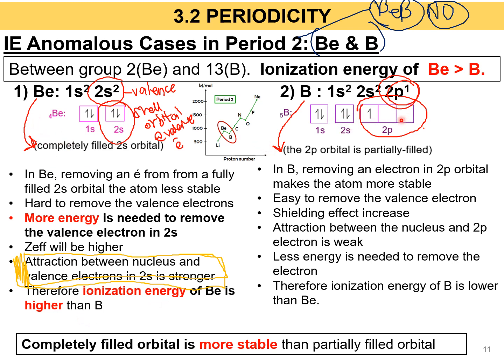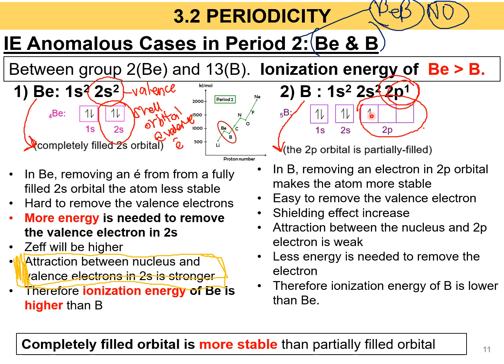Okay, next let's move on to B, boron. Boron has a partially filled 2p orbital. So let's say you remove one electron from 2p. When you do ionization energy, you remove an electron. So when you remove the electron, what happens to the 2s? The 2s becomes a completely filled orbital. That's why removing this electron from 2p is more favorable, because it will make the atom more stable.